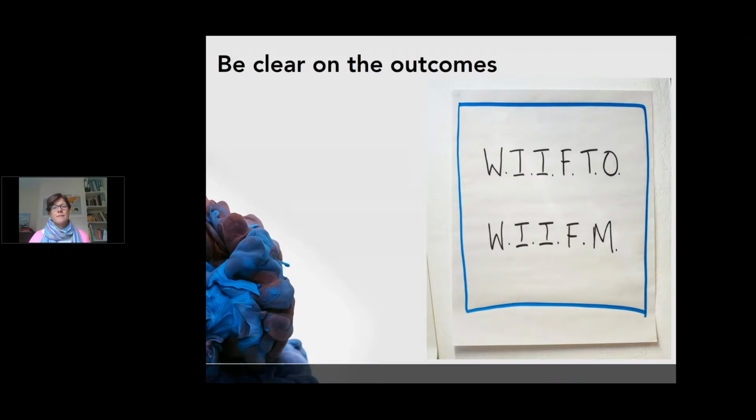WIIFTO and WIIFM. Susan, what's in it for me? And what's in it for the organisation? Thanks, Tim. So the two places you need to go first, if nowhere else, is when you're designing learning, a meeting, a creative session, is what's in it for the organisation. There is absolutely no point to be running anything, a meeting or an event, if it's not linking back into what the organisation is looking to achieve.